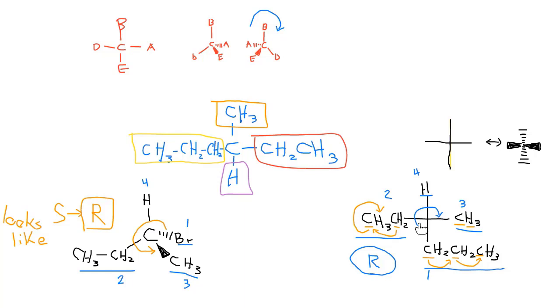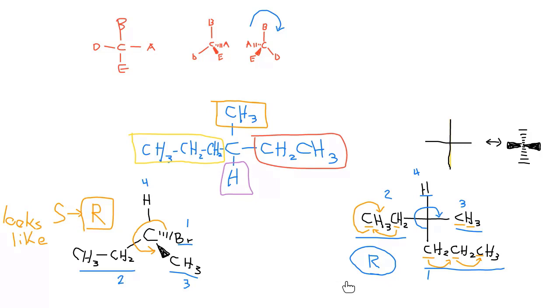Over here, this is going clockwise. But the lowest priority group is in the back because Fischer projections always have top and bottom going back. Since the lowest priority group is in the back, this looks like it's R, and it is R. Does that make sense?